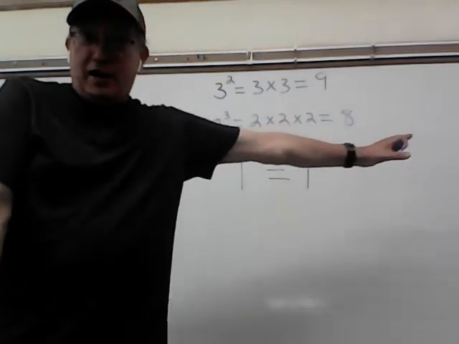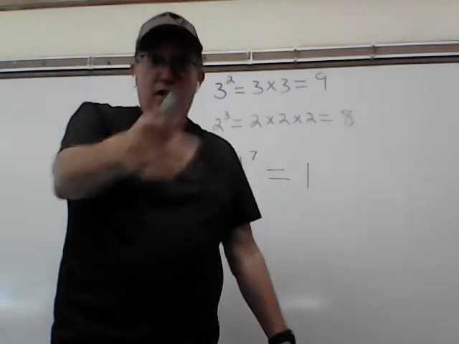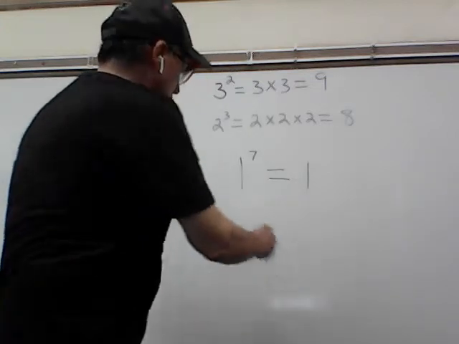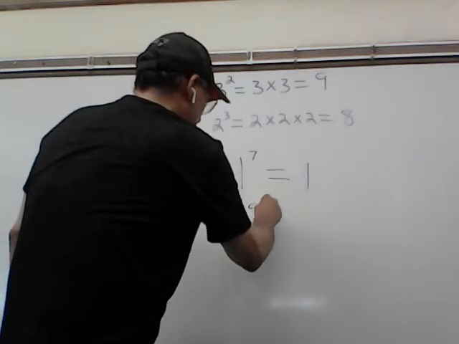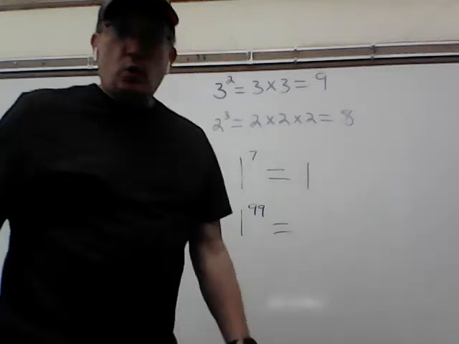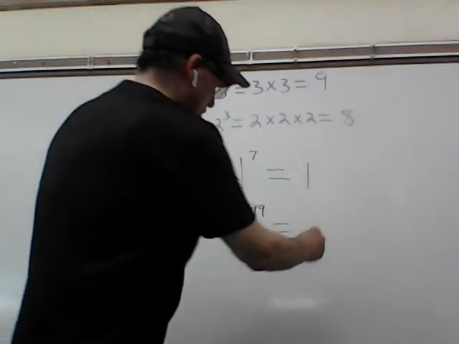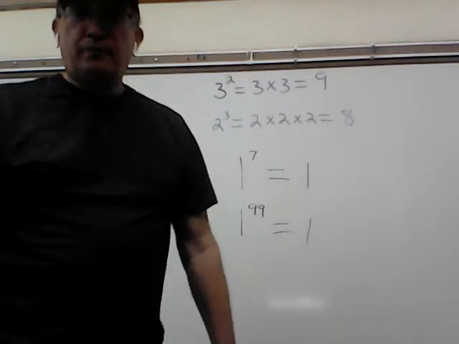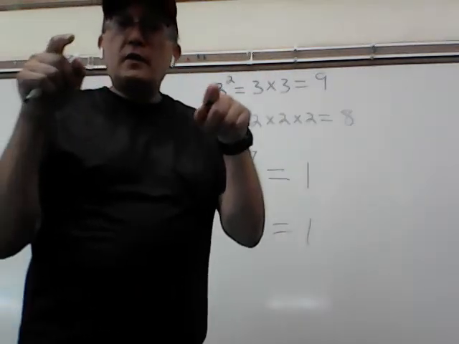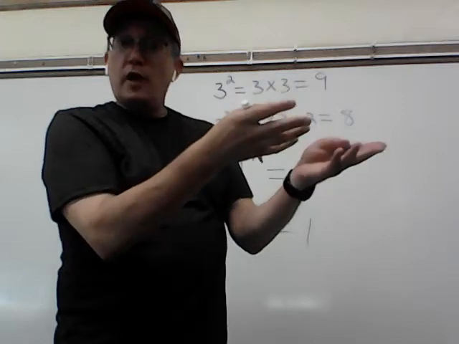I'm not going to write out all those, but you can picture them. 1 times 1 times 1, 7 of them. In fact, what is 1 to the 99th power? Not 99. Once again, it is exactly 1. 1 to a power is 1.